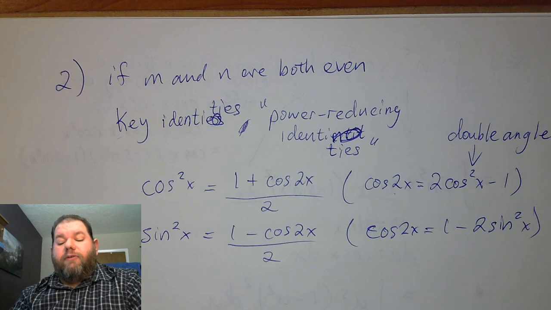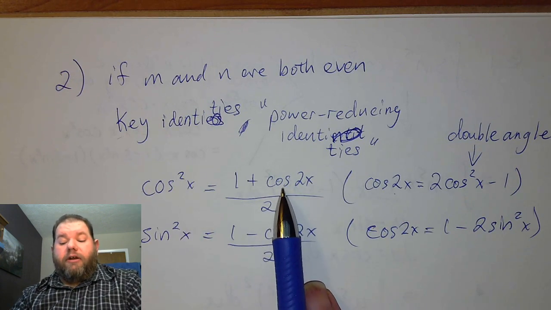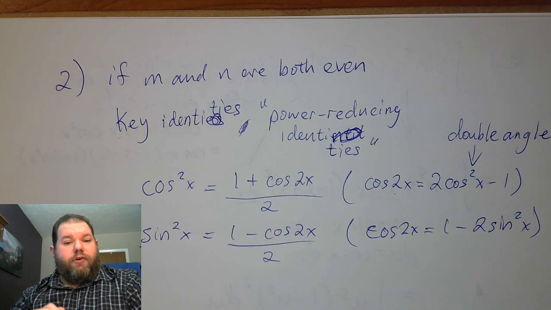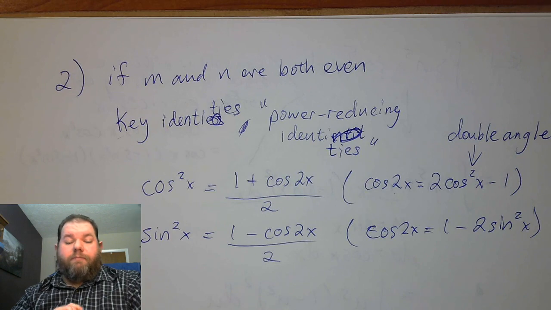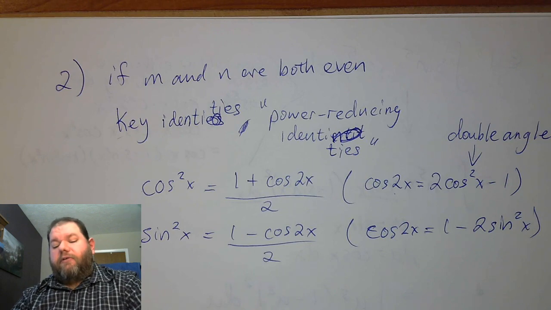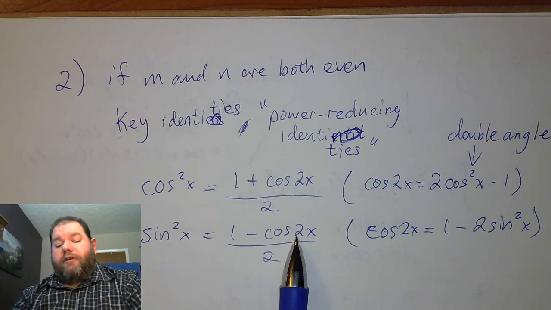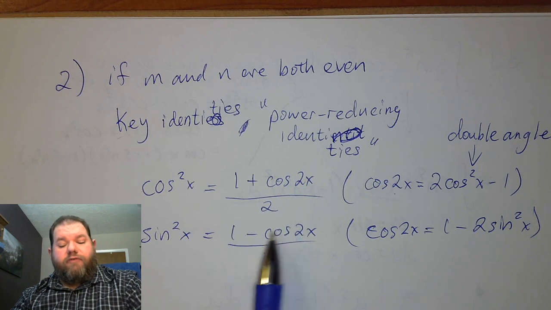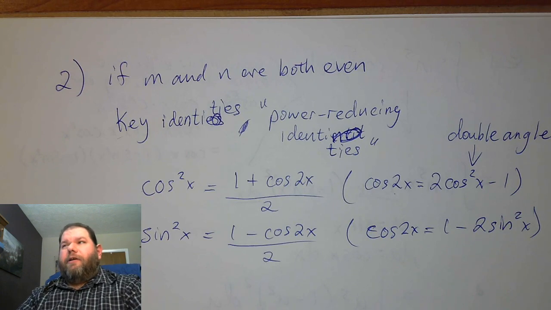And the issue is we can't just integrate cosine squared by itself. We can integrate cosine to the first, or just regular cosine, but we cannot integrate cosine squared the way it is. And the same is true for sine squared. We can't just integrate sine squared. However, if we use this identity, we simplify it to where it's just a linear trig function rather than a quadratic trig function. If that makes sense.